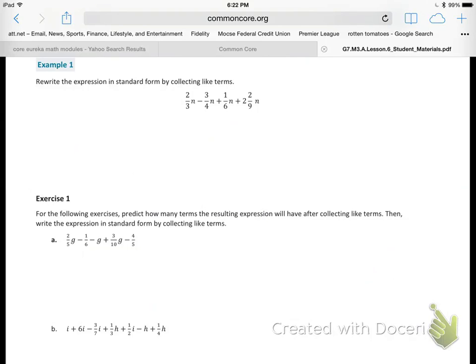Okay. Now here in this example 1, we are asked to rewrite the expression in standard form by collecting like terms. As we know, this lesson is aimed at understanding that a little bit better, but we have done it in the past, so it's not anything you haven't yet done. If we look at all of these terms, they are all n, which is helpful. We're just going to join these all together, and you're going to have one term at the end of it all.